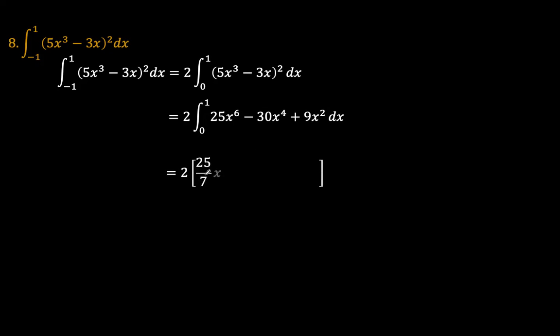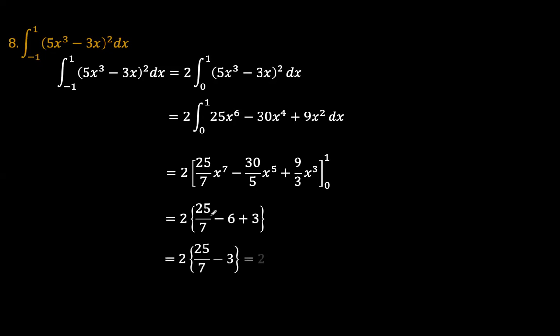And so when you integrate that, we have twice times 25 over 7 times x to the power 7 minus 30 over 5 times x to the power 5 plus 9 over 3 x cubed, with the limits applied appropriately. Since 1 is the upper limit, that is the same as 25 over 7 minus 30 divided by 5 is 6 plus 9 divided by 3 is 3. So this is the same as now 2 times (25 over 7 minus 3). And 7 times 3 is 21. So 25 minus 21 is 4. So 4 over 7 times 2 is 8 over 7. And this is our final answer.